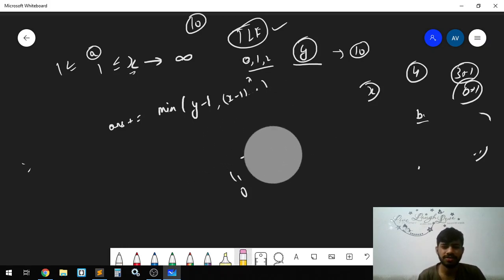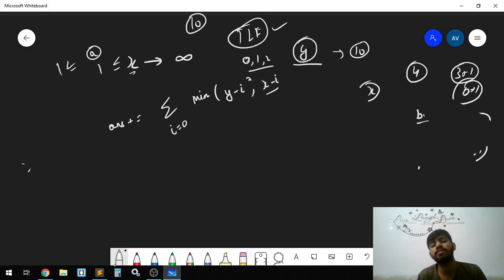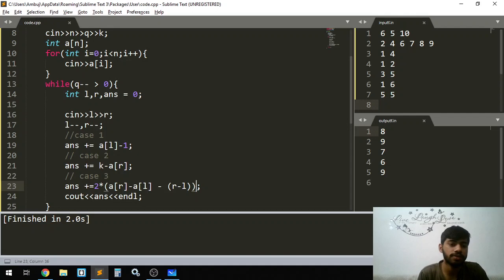If I write this in a more mathematical way, it is the sum over i from 0 of the minimum of y minus i comma x minus i by i minus i. And we will keep incrementing i till either of these two becomes 0. The code is also very simple for this problem. Let's just code it out.